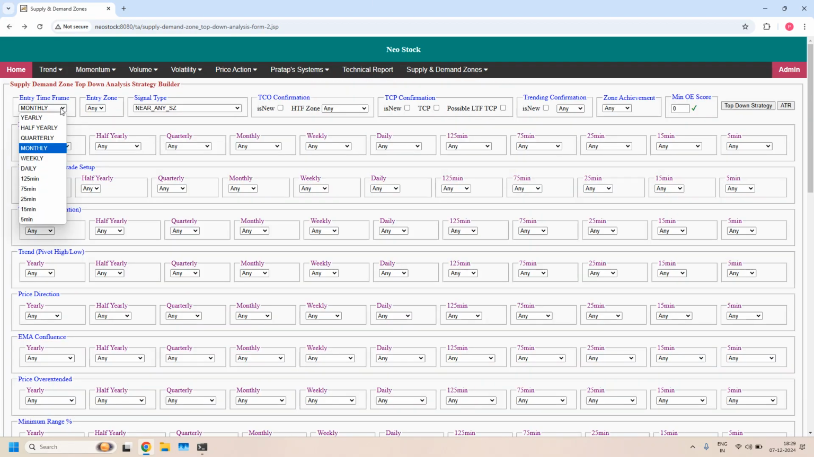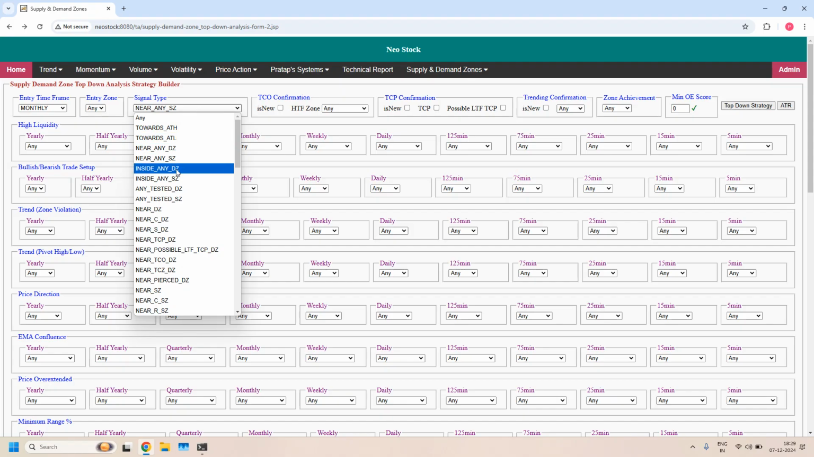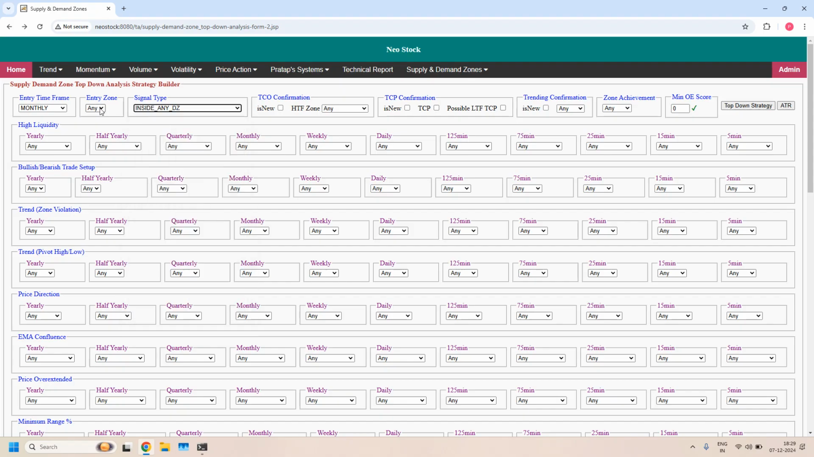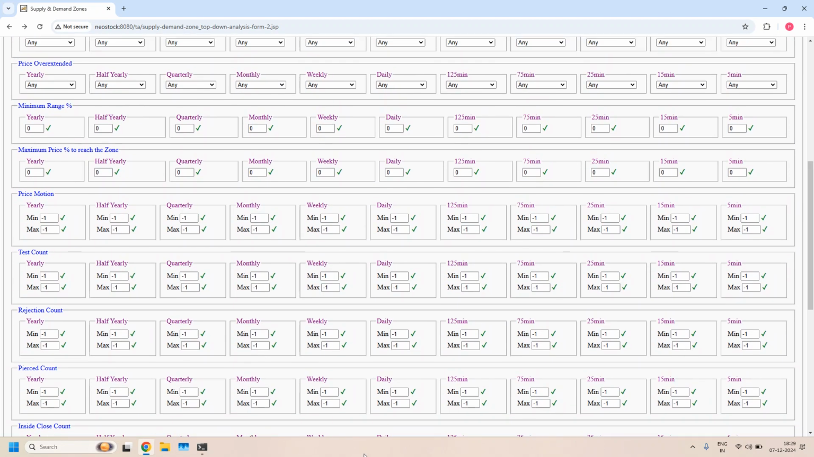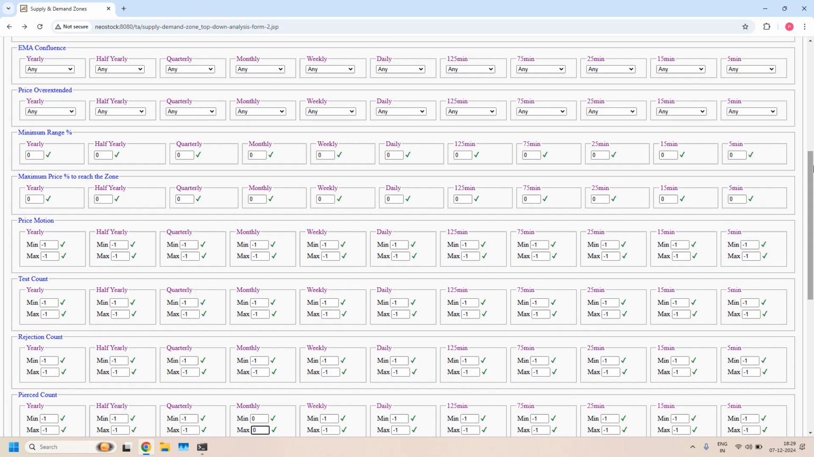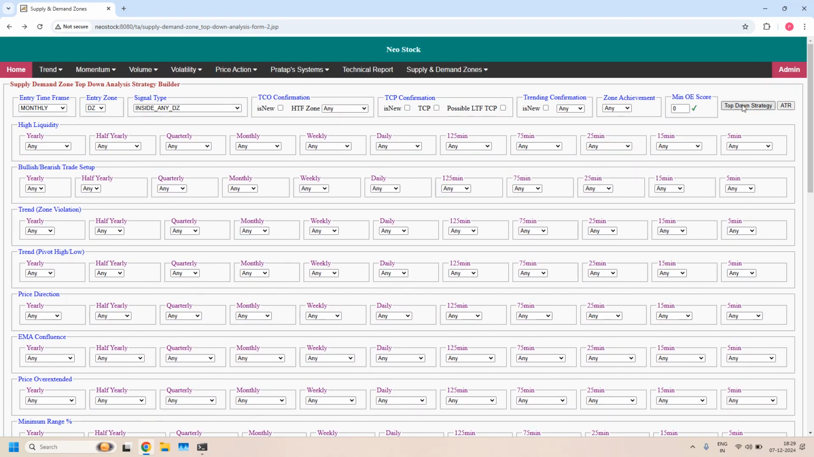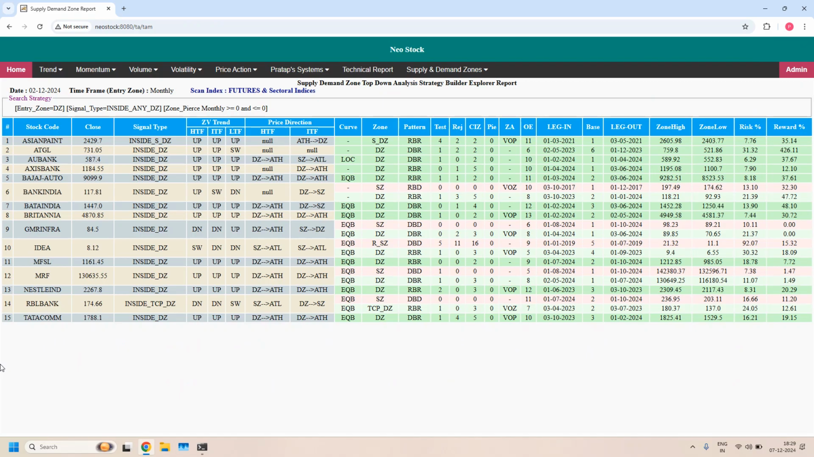Next, monthly time frame, price closed inside the monthly demand zone, and these monthly demand zones should not be pierced. So in the pierced count at monthly time frame, I am setting minimum value 0, maximum value 0. That means the zone is not pierced. Let's filter. We got 15 stocks. Currently, price closed inside the monthly demand zones.